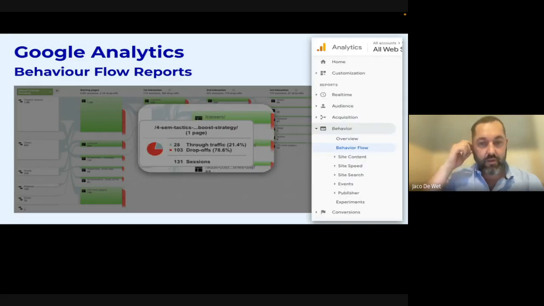So just to note that you can get it if you go to behavior flow, and then that is the report you'll see. By default, obviously, just choose your date range, etc. So if you had to measure it month to month, to see if you actually made improvements, this is the way you would go about doing that.